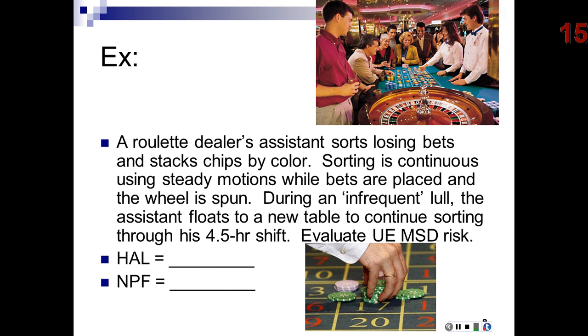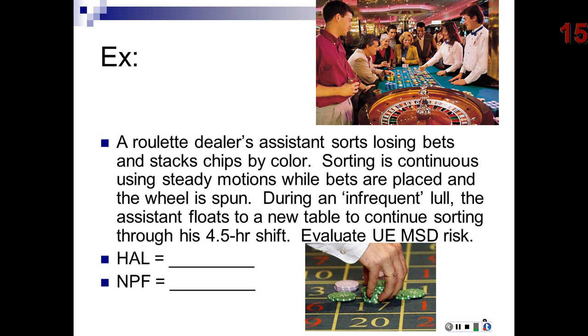So for example, if I were working a word problem such as in homework: a roulette dealer's assistant sorts losing bets and stacks chips by color. So you've all been to a casino. There's lots of chips floating around. They eventually have to be sorted if you're doing this manually. Sorting is continuous using steady motions because there's lots of chips while bets are placed and the wheel is spun. During an infrequent lull, the assistant floats to a new table to continue sorting throughout, and he works a 4.5-hour shift. I want you to evaluate the upper extremity musculoskeletal disorder risk.